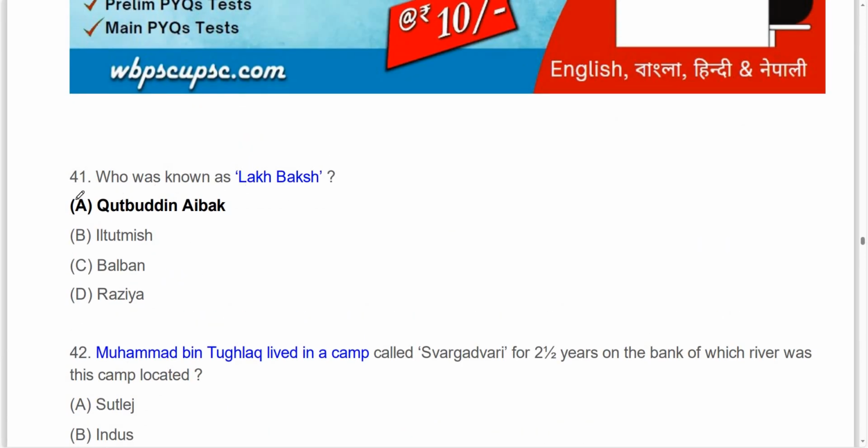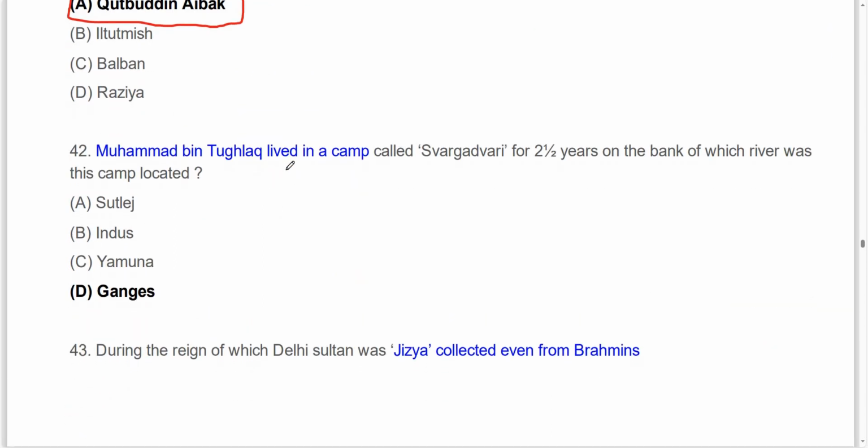Who was known as Lakh Baksh? Qutubuddin Aibak was known as Lakh Baksh. Moving on.